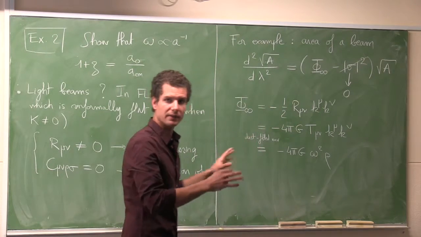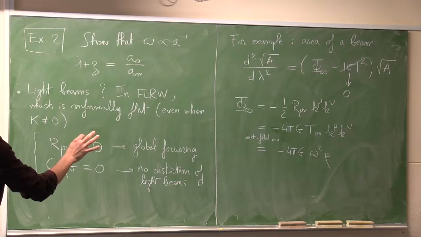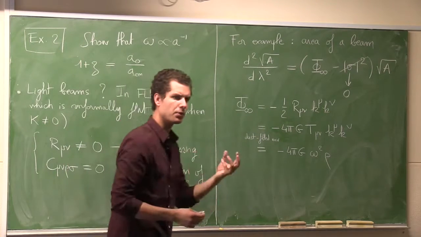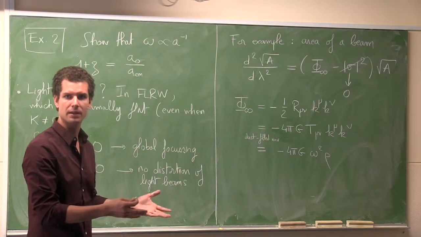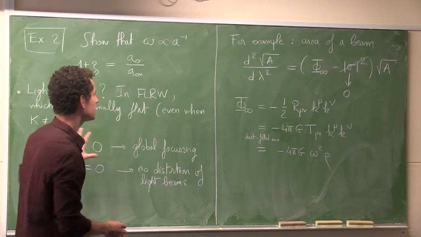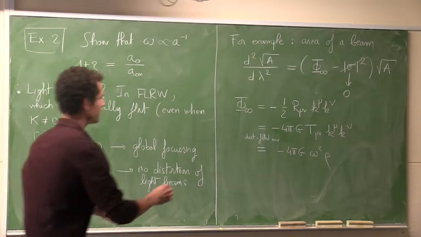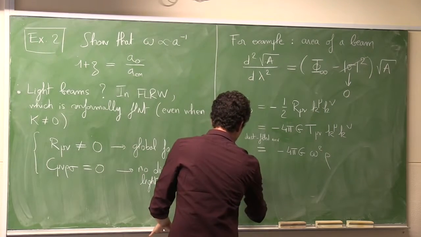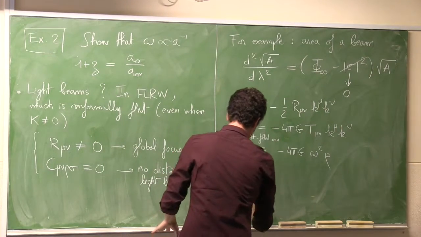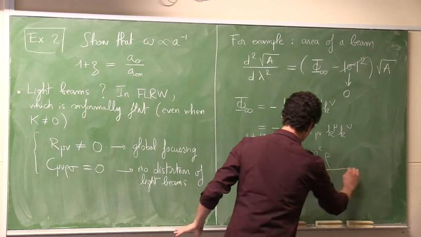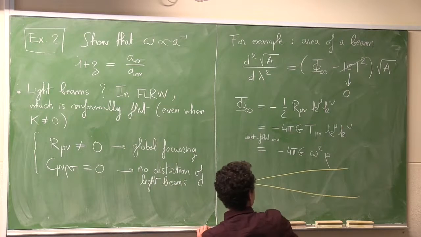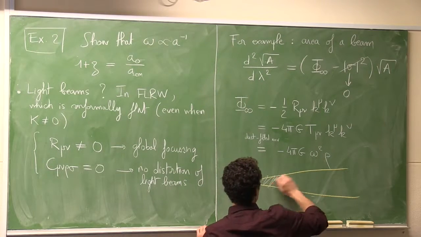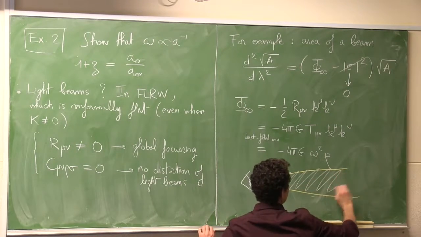Right. So the physical interpretation that there is here, and this is very important, I think, to understand what are the approximations that we are making when we are studying light propagation in FLRW, is that you assume that when you have a light beam, it encounters some kind of homogeneous fluid.